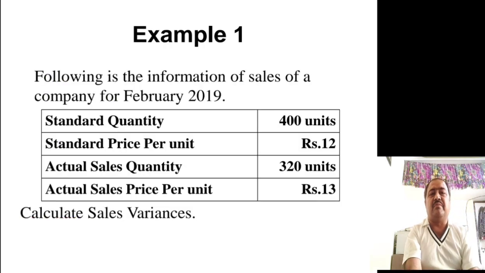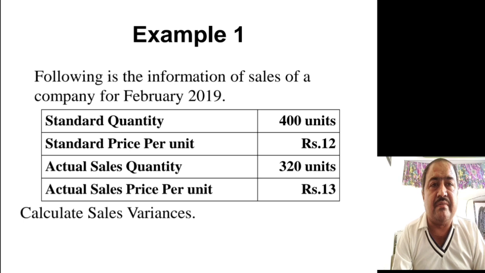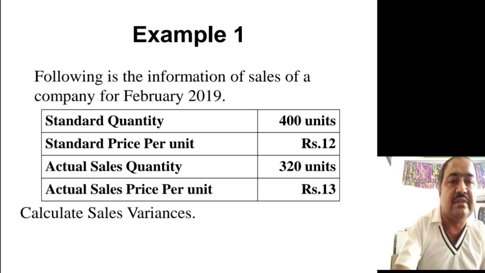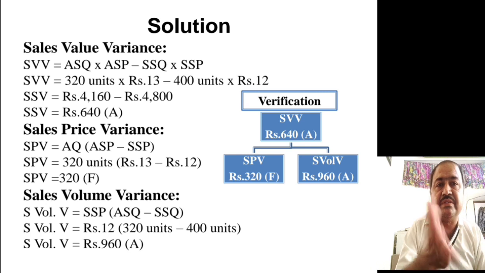This is example number 1. Here standard quantity of sales, standard selling price, actual sales quantity, and actual selling price are given. Very simple example. There is no mix, and if no mix, then no mix variances come. Only 3 variances are possible here: total sales value variance, sales price variance, and sales volume variance. So these are the calculations.